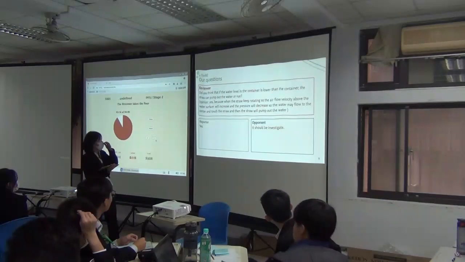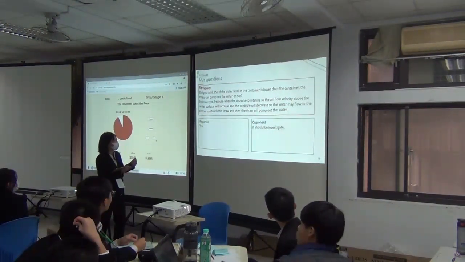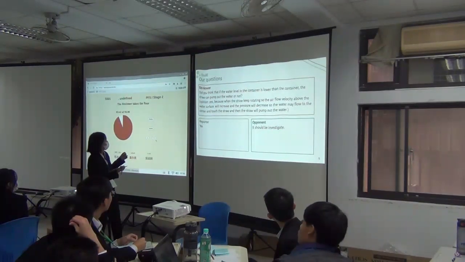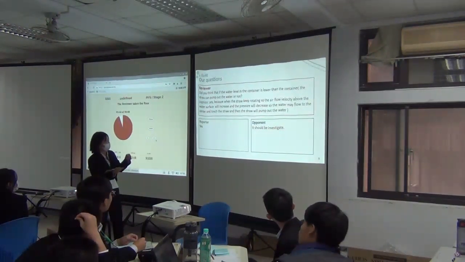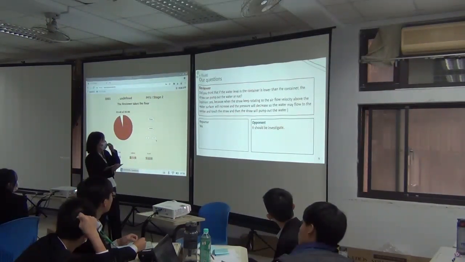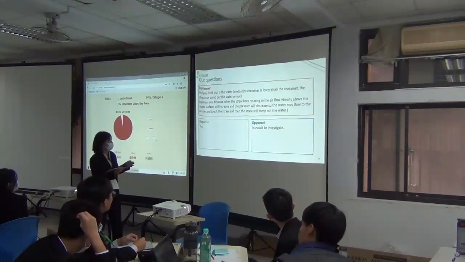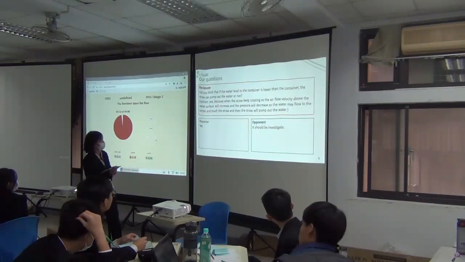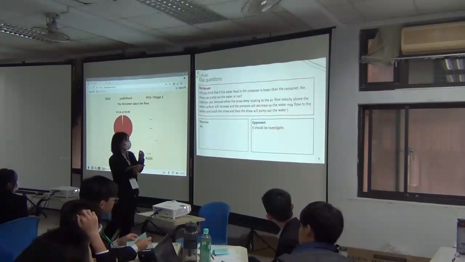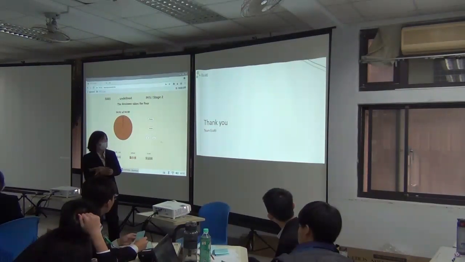And I asked, do you think that if the water level in the container is lower than the straw, the straw can pump out the water or not? The reporter thinks yes, and the opponent said that it should be investigated. We think yes, because when the straw keeps rotating, the airflow velocity above the water surface will increase and the pressure will decrease. So the water may flow up through the center and touch the straw, and then the straw will pump out the water. And thank you.